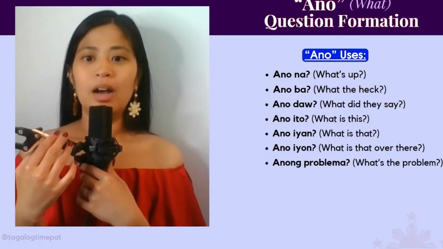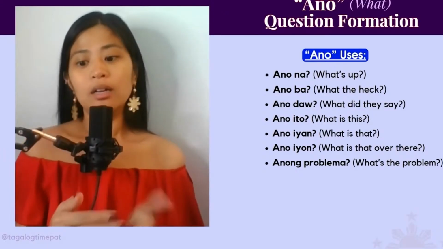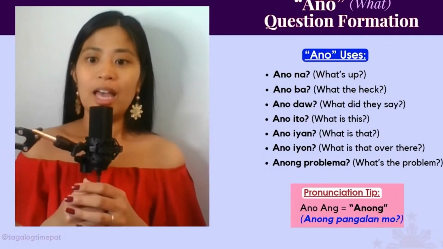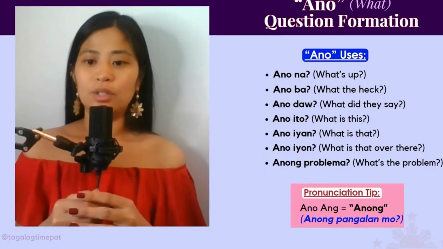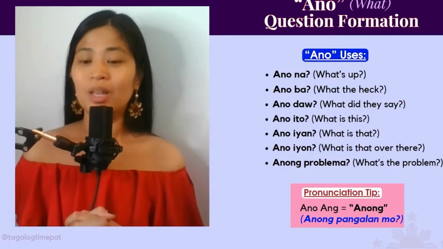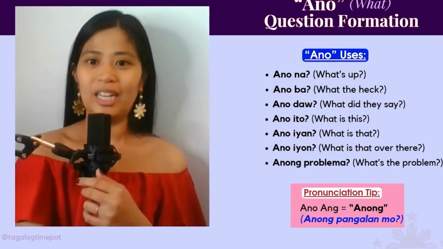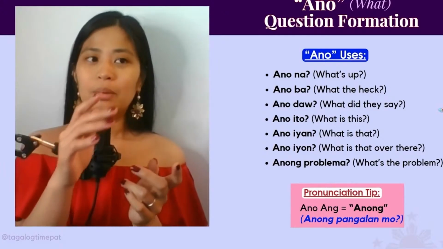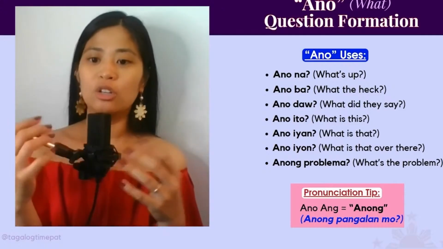And then anong problema? What's the problem? Anong problema? So the NG at the end there is like ano ang problema, and you can put it together and it would be anong. So anong pangalan mo? That also works. Instead of ano ang pangalan mo, you can put it together, anong pangalan mo? And you will see this happen to a lot of the question words that we'll be learning. Anytime the previous word ends in a vowel, you can usually make this contraction, or putting the words together. You'll see that.